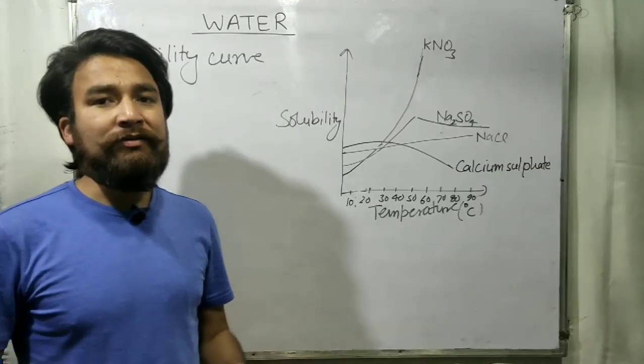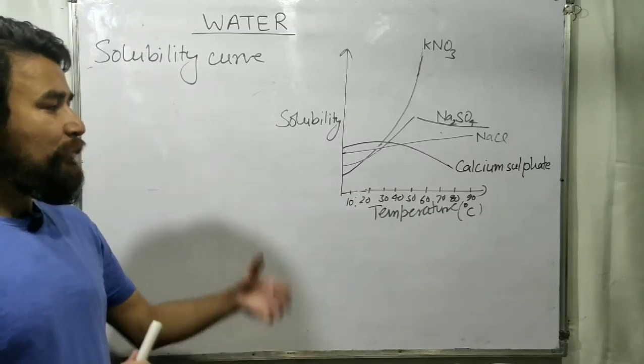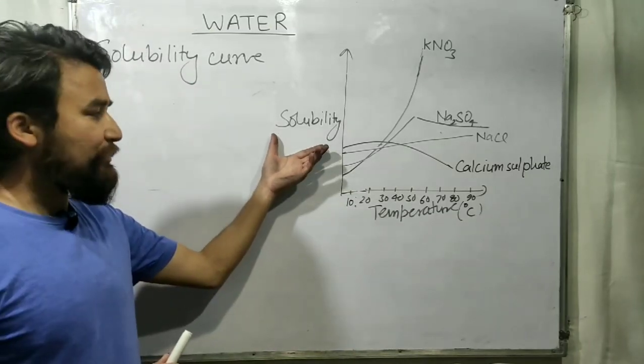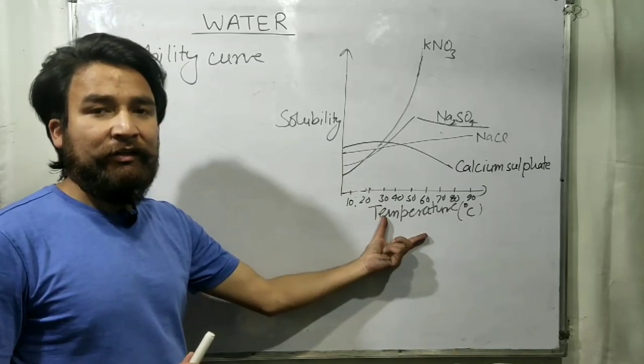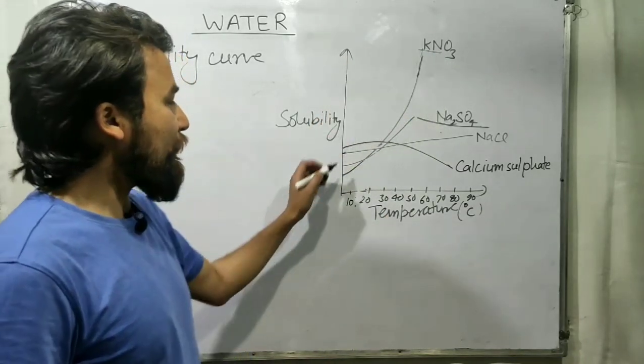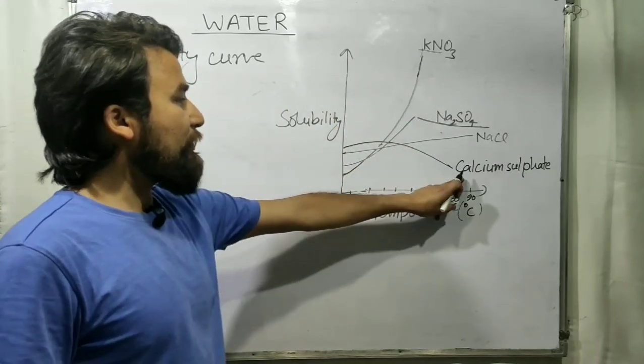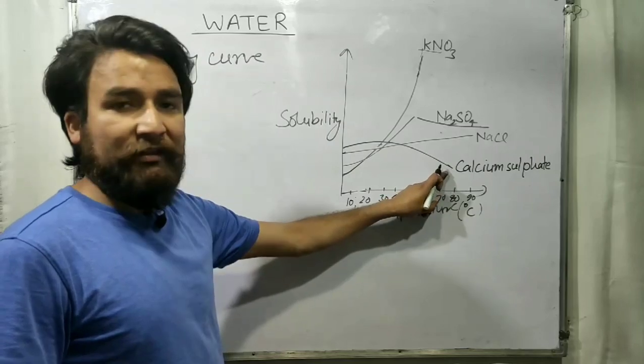The next topic is solubility curve. So solubility curve is the variation of solubility of a substance with temperature. Like you can see here, the solubility of KNO3 increases with increase in temperature. The solubility of calcium sulfate decreases with increase in temperature.